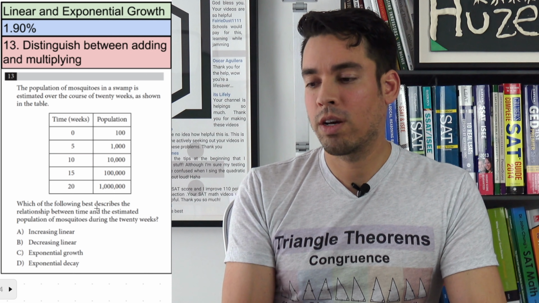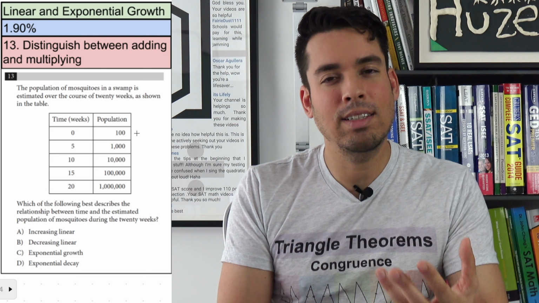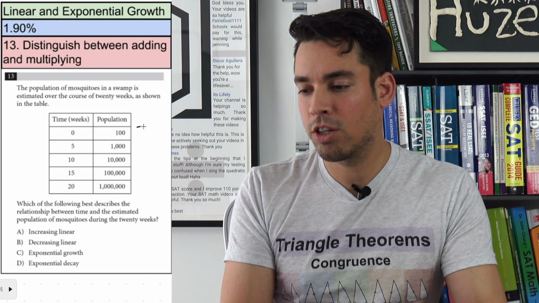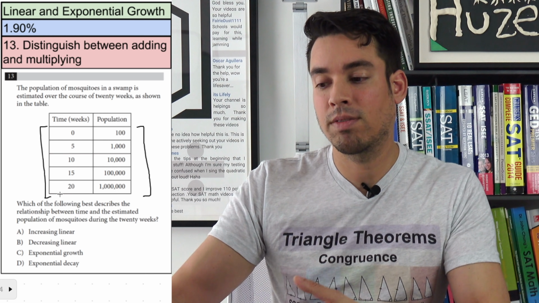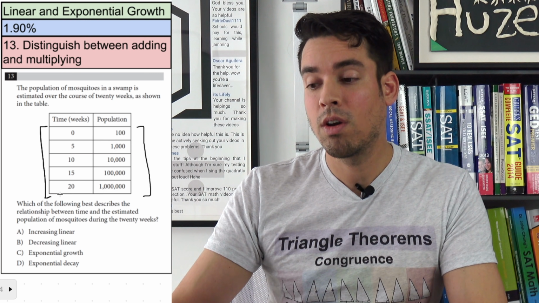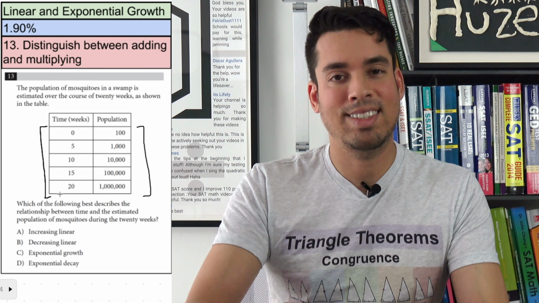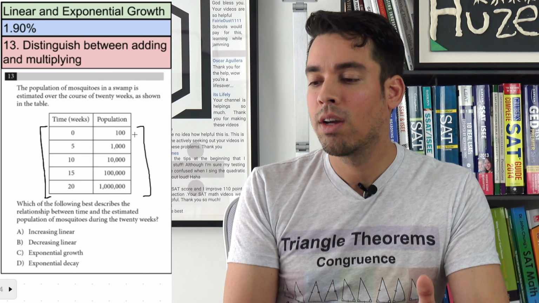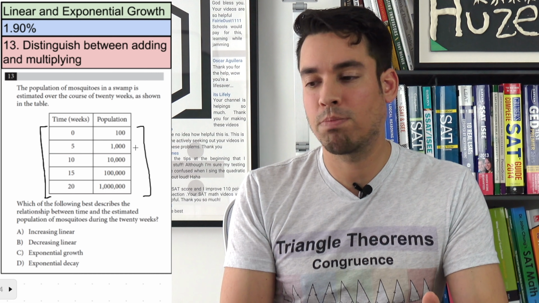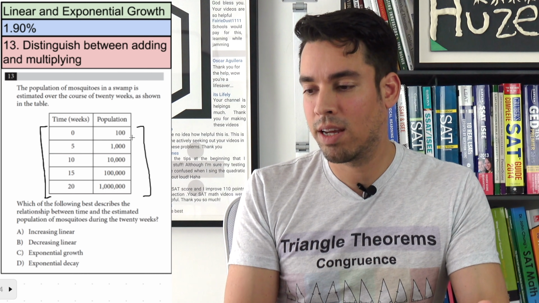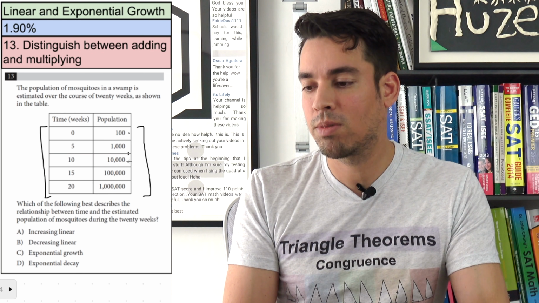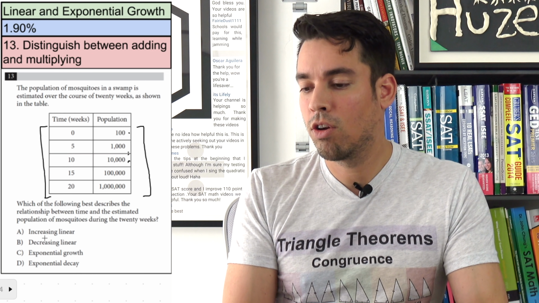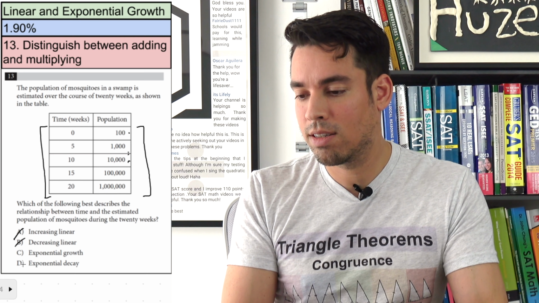In this question, we're trying to just identify the type of growth, whether it's linear or exponential. Well, this is all jumping sequentially, right? 0, 5, 10, 15, 20. That's fine for the x value, but we're looking at the y value, and usually x is time. We're looking at the y value. Here it's increasing by a multiplier. It's going up by a multiple of 10 every time. 10 times 100 is 1,000. 10 times 1,000 is 10,000. 10 times 10,000 is 100,000. Therefore, this is not linear and this is not decay.